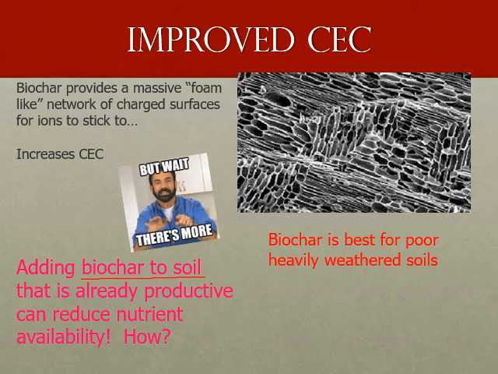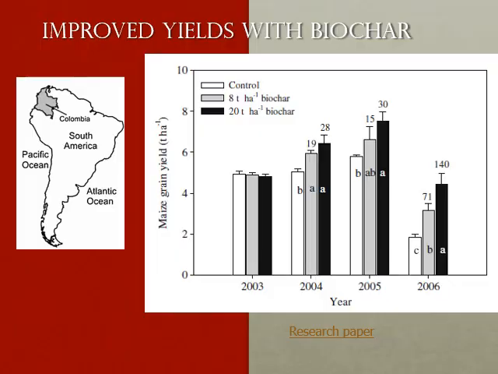So biochar is reserved for soils that are low on cation exchange capacity. It's not something you automatically add to your soil. That's going to have some negative impacts. So it's best for poor, heavily weathered soils.